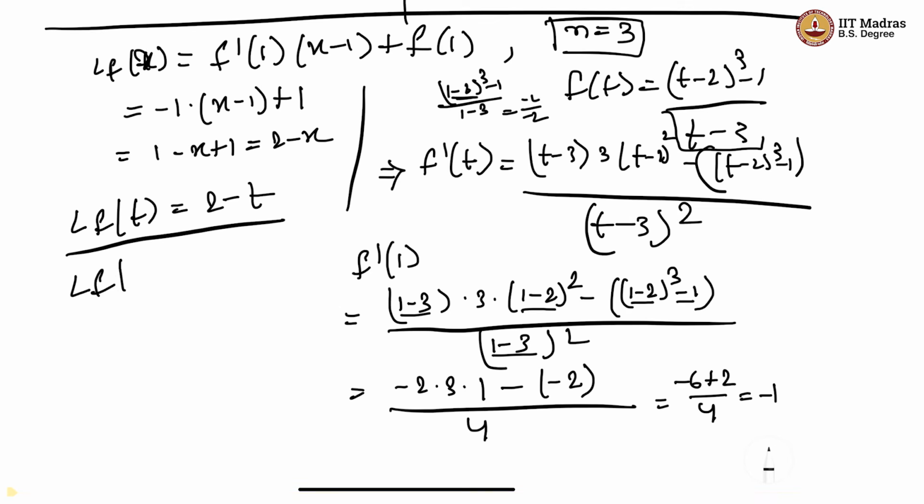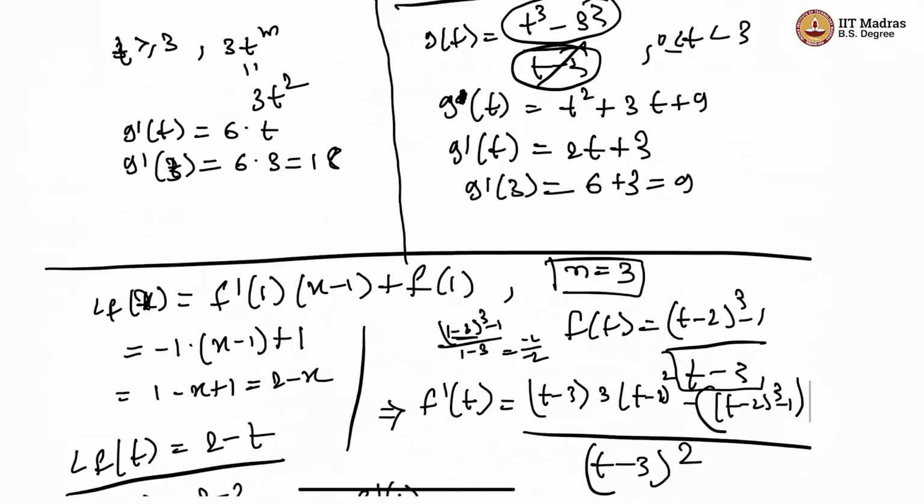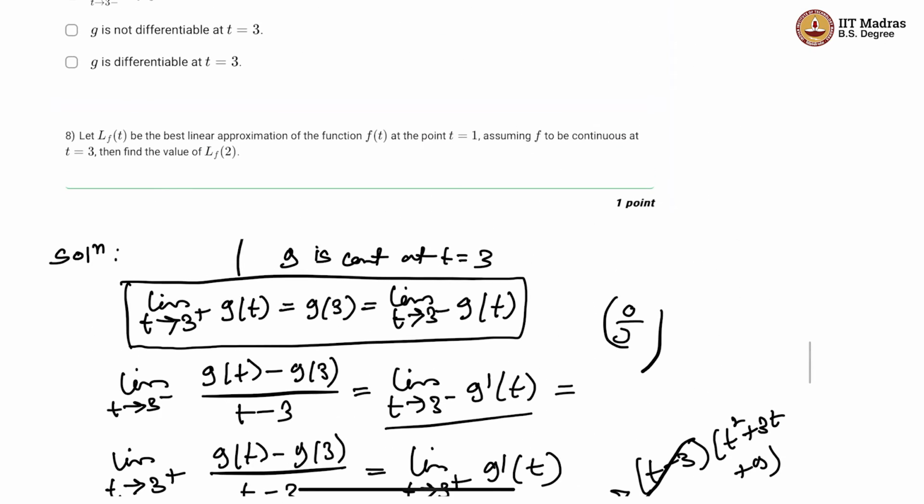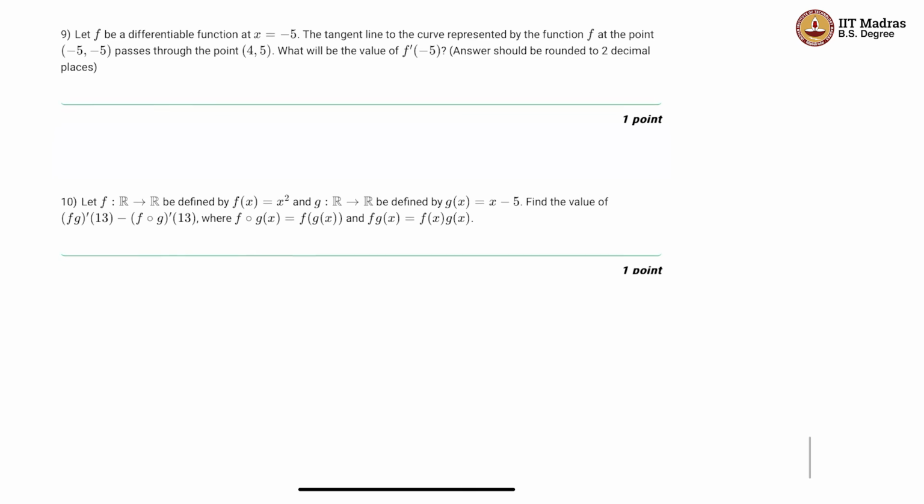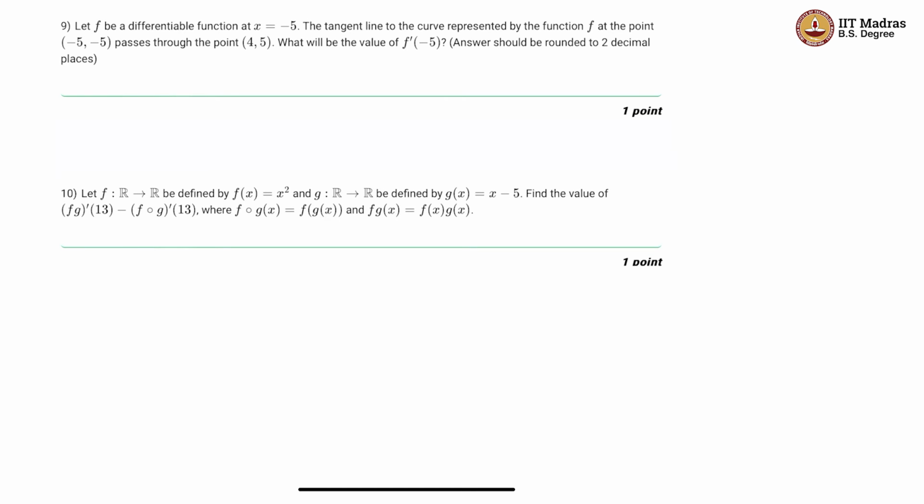So, L f of 2 will be 2 minus 2, that means 0. Okay. So, this is our answer. And so, this is how we can calculate this type of thing. Let's move to the next question. This is our 9th question.